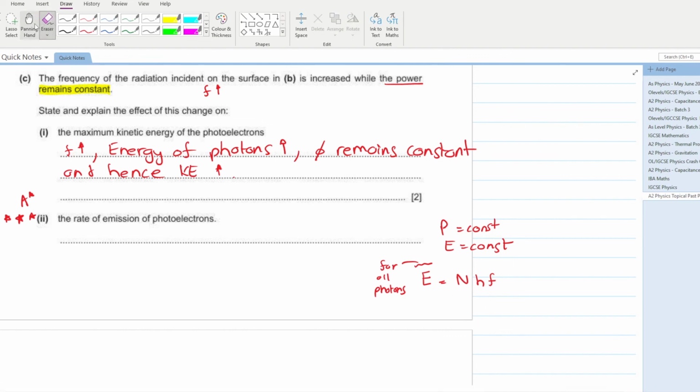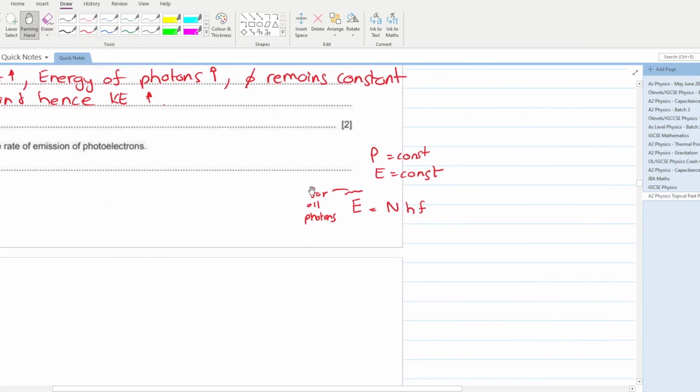If your energy is constant, because you know power is constant, let's bring this HF to the downside. Let's make it like this: E over HF is equal to N. This energy is also constant. This Planck constant is also constant. What can you do? You can say 1 over frequency is inversely proportional to N. What is N? Number of photons. If frequency is increasing, number of photons will decrease.